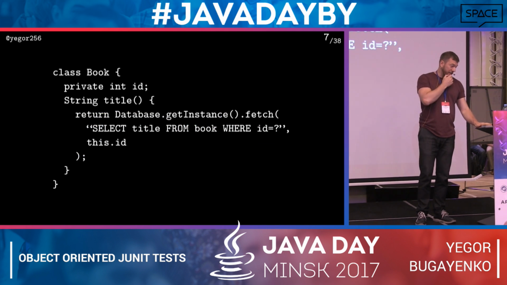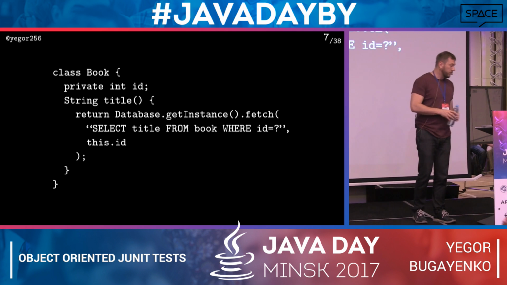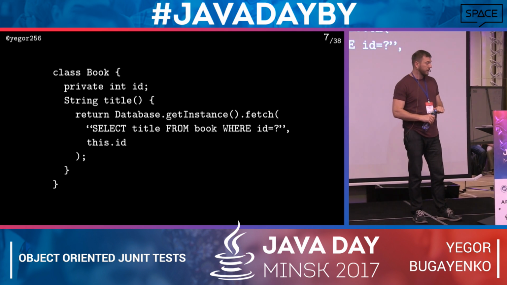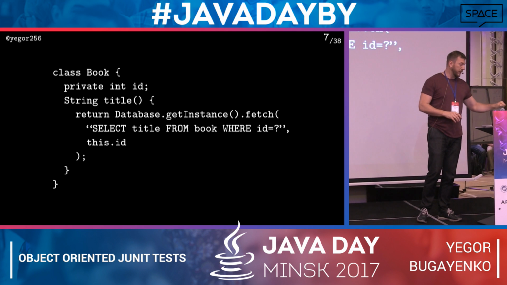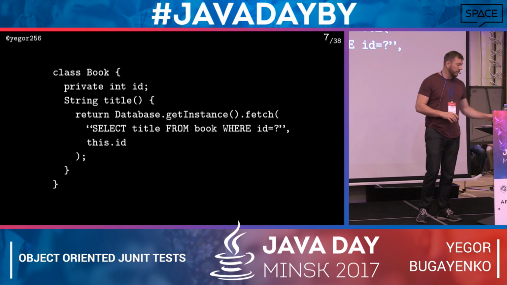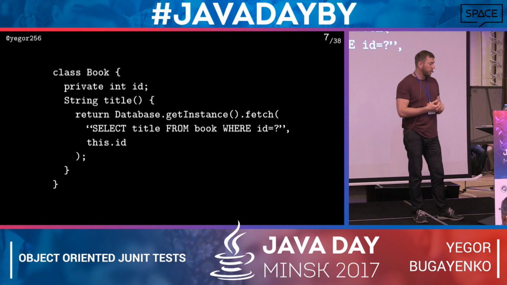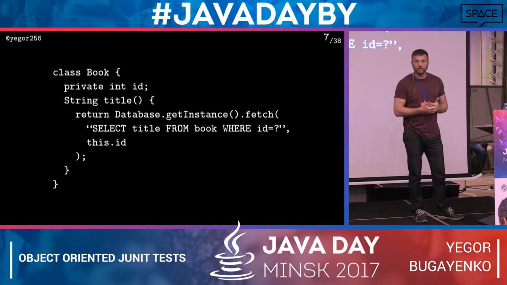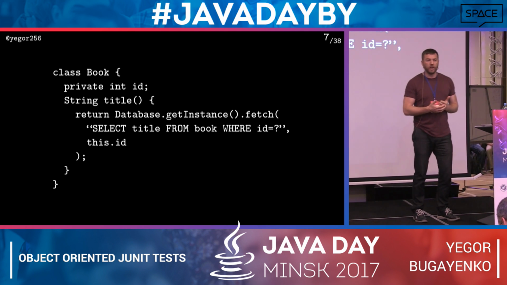Let's take a look at this class. It's called Book, and it goes to the database in order to retrieve the title. And who knows what this Database.getInstance is? It's most probably a singleton, right? Are we Java developers here?